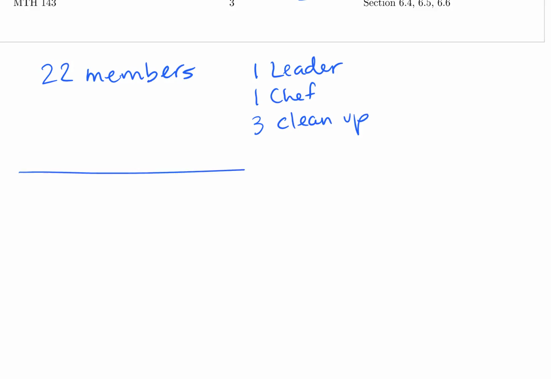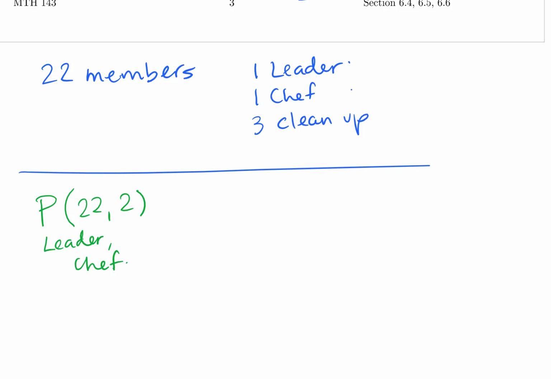So the first method I'll show you, let's pick our leader and our chef first out of everybody. So we're going to do a permutation out of all 22 members, and we'll pick 2 of them. One of them would be the leader, and one of them would be the chef. So here we've chosen the leader and the chef. And so we've identified them, and so now they're out of the running for the cleanup crew.